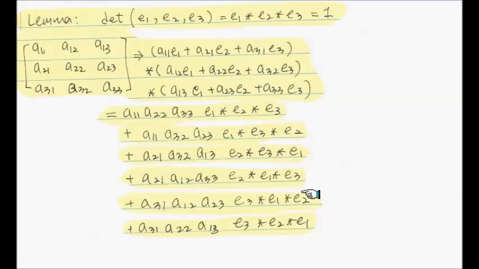All the other terms have 2 repeated columns, so they are going to be 0. That's some boring work, but the following part is very interesting to me. So let's see what happens.